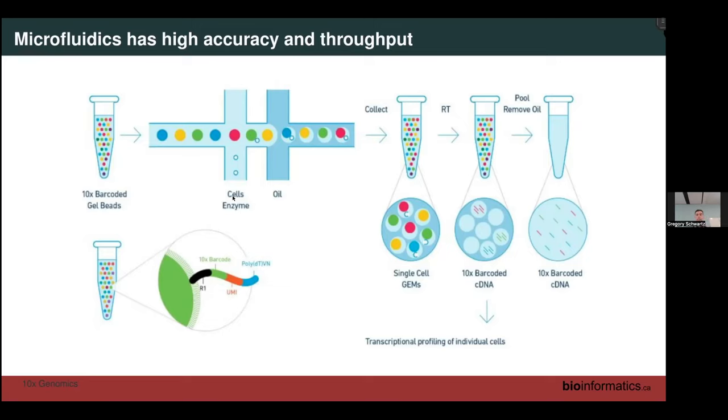in order to attach them to this bead. Cells are fed through along with the beads, and they're captured in these bubbles surrounded by oil. In theory, there should be about one cell for each one of these beads. You can then use reverse transcription in order to get the cDNA of the transcript along with these barcodes. Then you can pull everything together by removing the oil and do normal Illumina sequencing in order to sequence the entire transcript along with the barcode. So now you know which transcripts came from which cells.